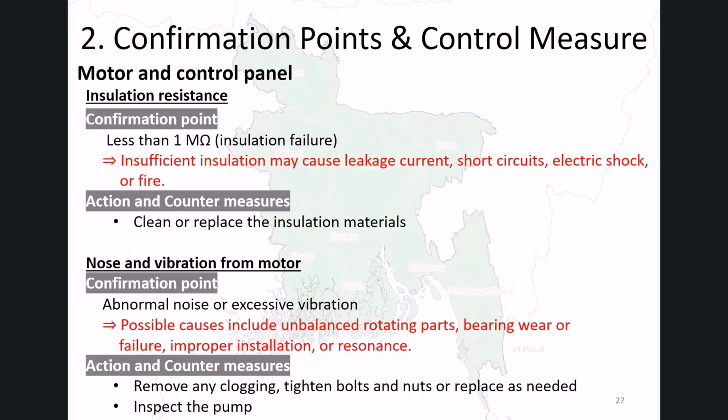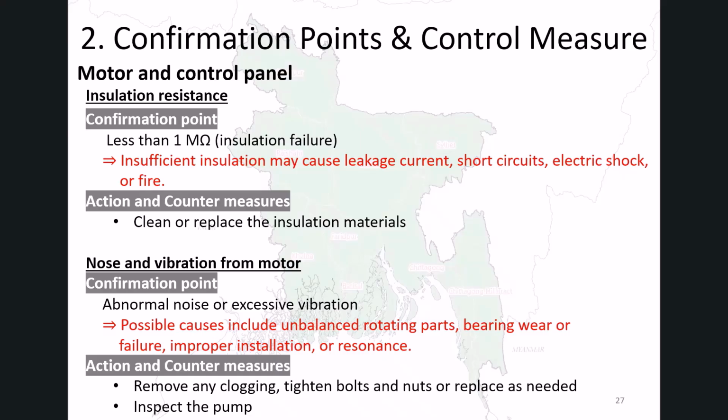Insulation resistance measures how well electrical equipment prevents current from leaking outside its intended path. When it deteriorates, leakage current and short circuits become more likely, increasing the risk of electric shock and fire. A reading of less than 1 mega ohm is considered insulation failure. If insulation has deteriorated, replace or clean the insulation materials as necessary.